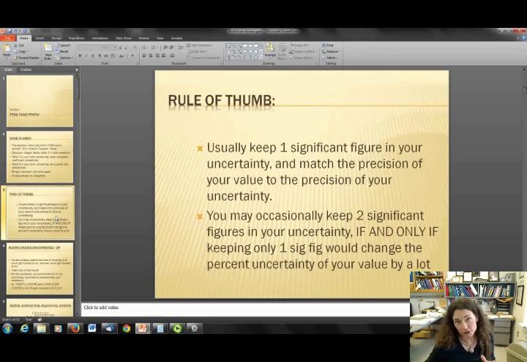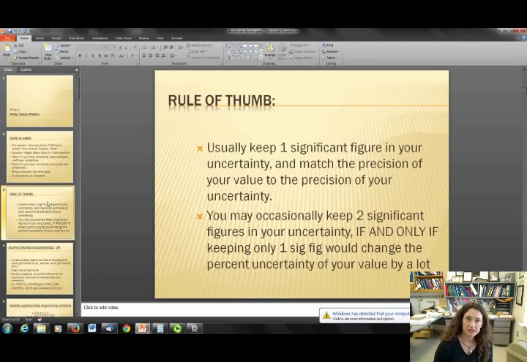So with no further ado, let's go back to the very beginning, because this is cumulative, so you'll need to know all the information from the beginning on. On the very first day of class, we talked about how in your uncertainty, you're going to keep one significant figure, at most two, but one most of the time. And then when you have a number and the reported uncertainty, make sure to match the precision of the uncertainty to the value of your reported number.